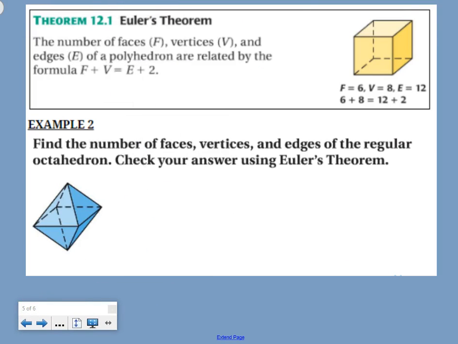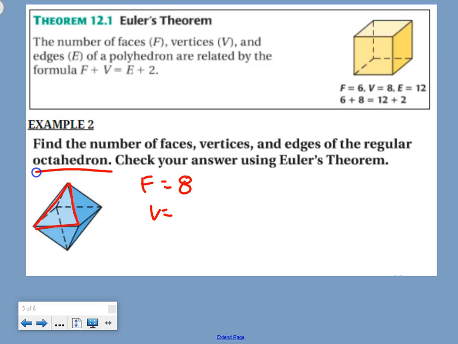Again, using Euler's theorem, we have to find the number of faces, vertices, and edges of the regular octahedron. Check your answers using Euler's theorem. So if we have a regular octahedron, that means there are 8 triangles. So we're going to have 8 faces.